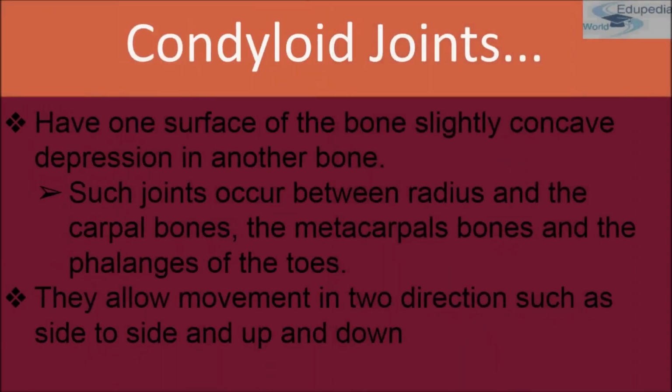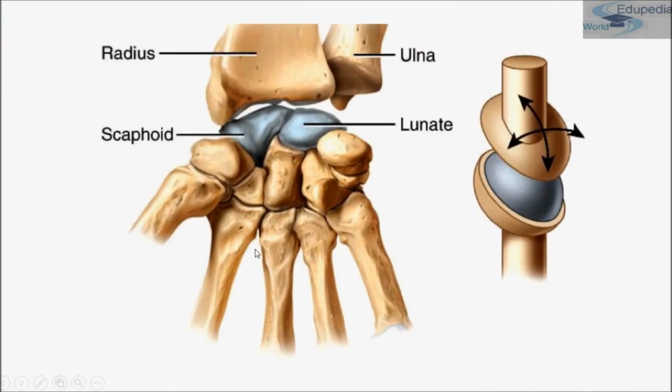And then come your condyloid joints. They have one surface of the bone slightly concave, a depression in another bone. That means it has a depression in the concave structure, and such joints occur between the radius and the carpal bone, the metacarpal bone, and the phalanges of the toes, and they allow movement in two directions, such as side to side and up and down. Okay, so this is the condyloid joint. This is the condyloid joint which is found here, and this is how the concave depression is there in which the articulation or the movement takes place.